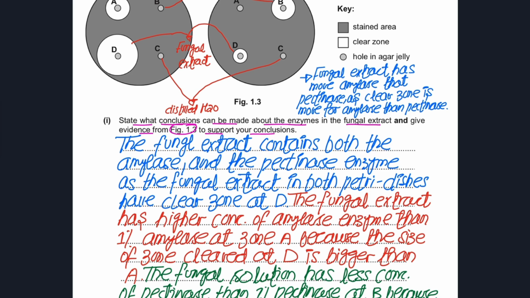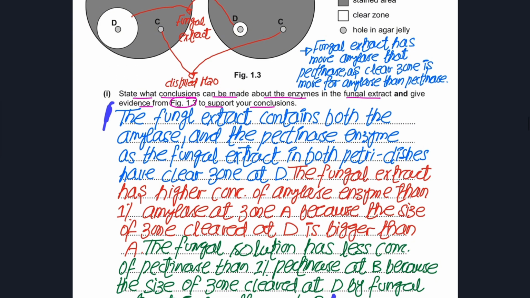And moving onward, if I were to talk about this agar dish, I have said that the fungal solution has less concentration of the pectinase than the 1% that we added here, because the area cleared by 1% pectinase is greater and that cleared by the fungal extract is low. So this is how you would score a total of 4 or 5 marks for this question.